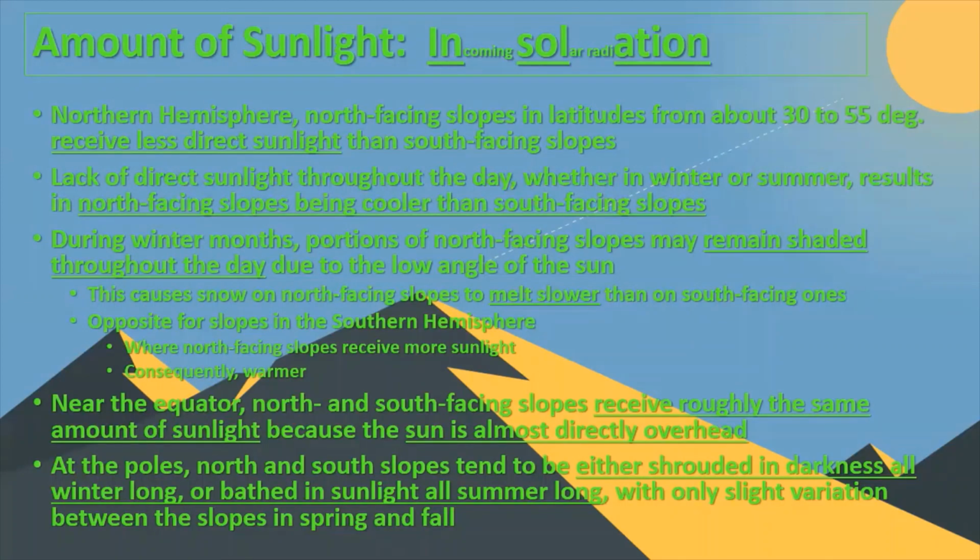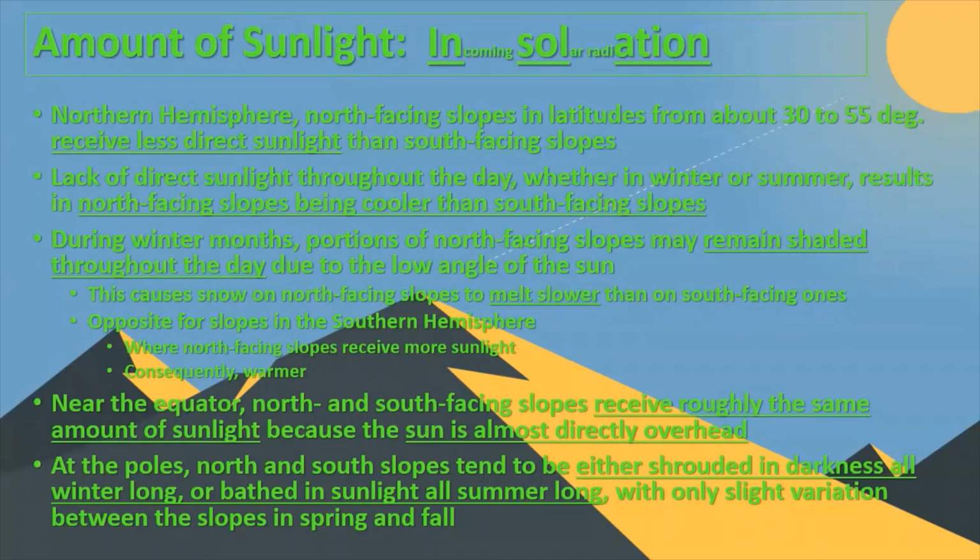The lack of direct sunlight throughout the day, whether in winter or summer, results in north-facing slopes being cooler than south-facing slopes. Depending on the steepness of the slope and the sun angle of the season, there are some slopes that will never get touched by sunlight directly. There will be reflected light hitting the slopes, but never any direct sunlight.